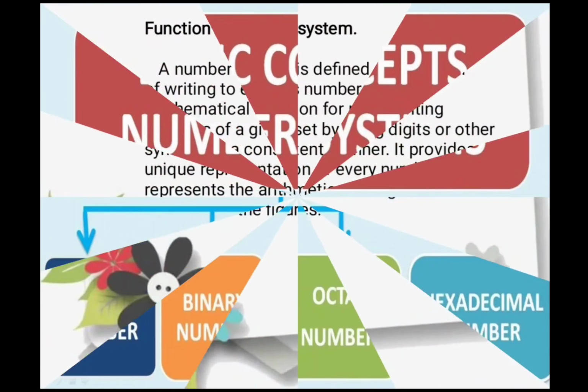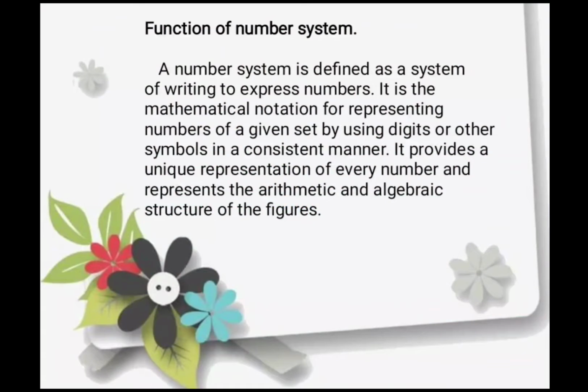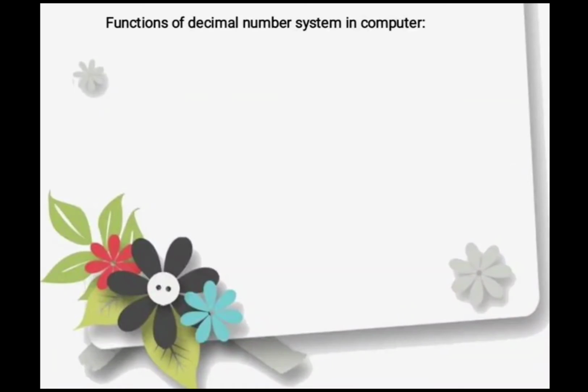For you to know the function of a number system, it is defined as a system of writing to express numbers. It is a mathematical notation for representing numbers of a given set by using digits or other symbols in a consistent manner. It provides a unique representation of every number and represents the arithmetic and algebraic structure of the figures.